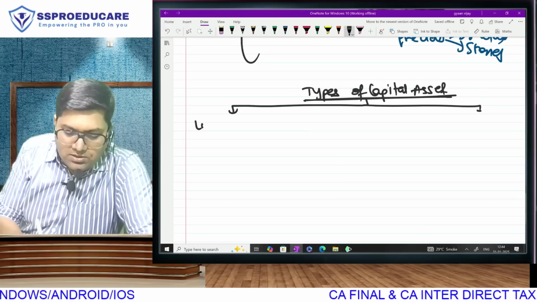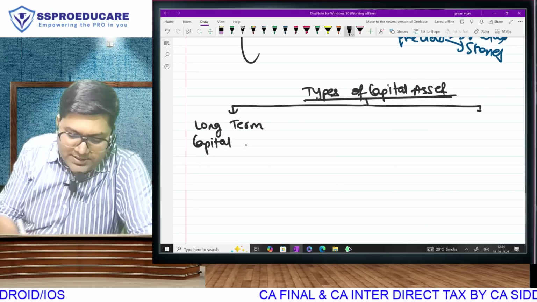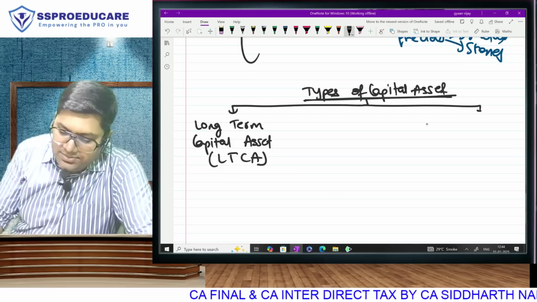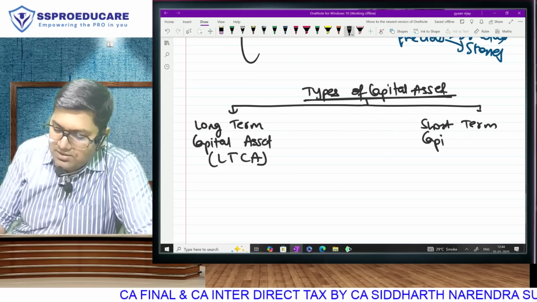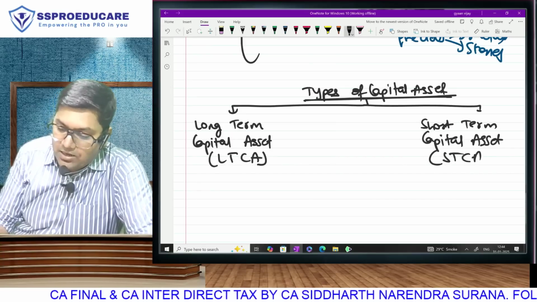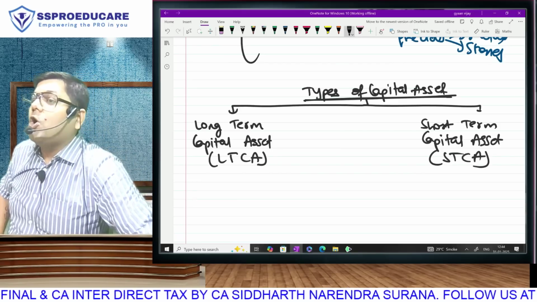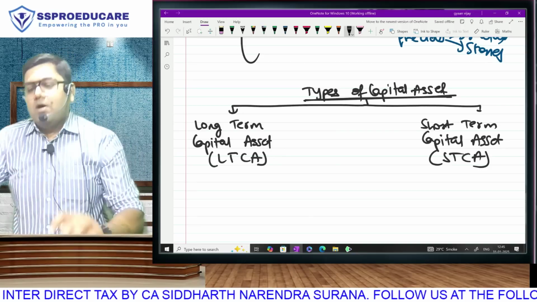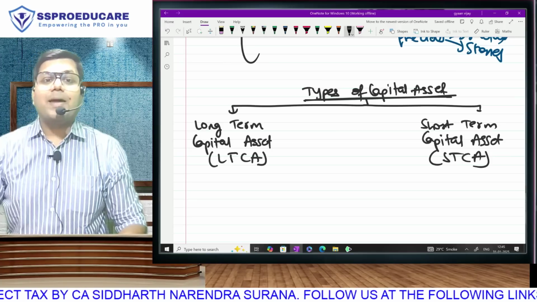There will be something called a long-term capital asset, that is LATCA. And there will be something called a short-term capital asset, that is SATCA. Capital assets will be of 2 types, LATCA and SATCA. Long-term capital asset and short-term capital asset are the 2 classifications of capital asset, on the basis of how much time I kept my funds invested.